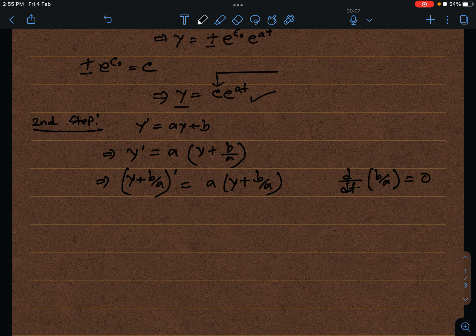Now there are two similar terms on the two sides of the equation, this one and this one. Let's say this is z. So we have z prime equals az. So we have z prime divided by z equals a, right?